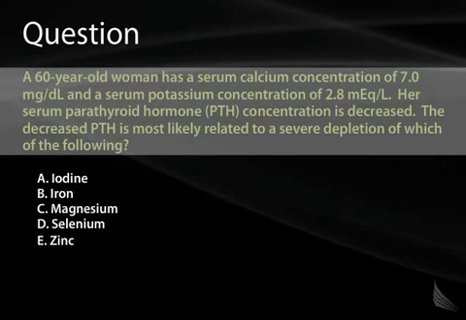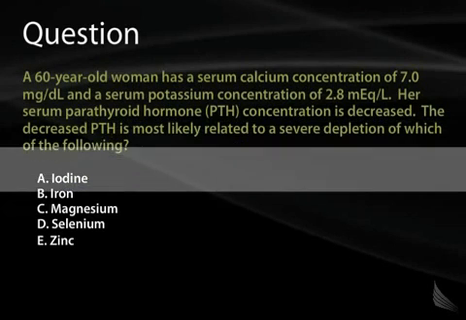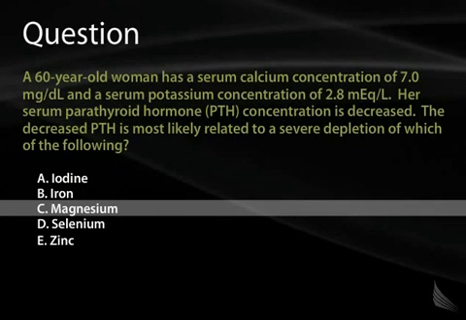This question deals with some more specific regulation of PTH itself. A 60-year-old woman has a serum calcium of 7, which is low, a serum potassium of 2.8, which is also low, and her PTH concentration is decreased. The decreased PTH is most likely related to a severe depletion of which of the following ions? And the correct answer here is C, magnesium.